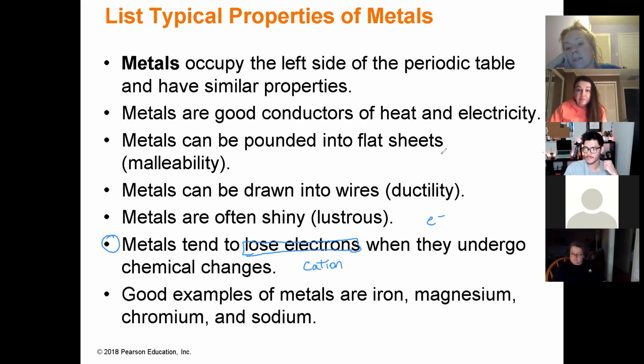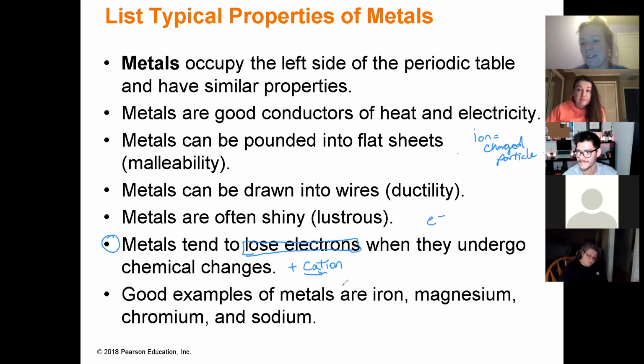We have 2 different types of ions. The word ion is just a charged particle. It can be a single atom or multiple atoms. If this charged particle is positive, we call it a cation. Some people say, oh, cats are awesome, so that's why it's positive. I'm more of a dog person, so I just look at the T and see that it's positive. No, I just know that a cation is positive, but those are little ways to remember it.